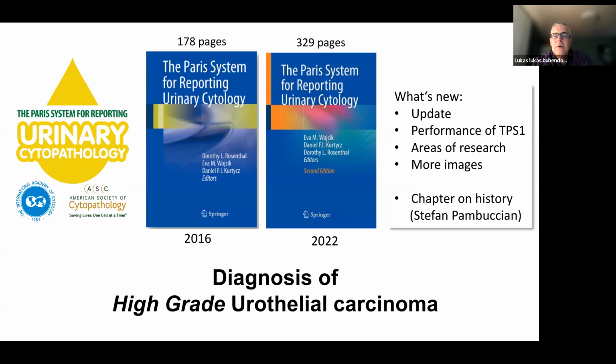There is evidence on how the TPS1 system, as it was defined, performed in clinical practice, how the data look out. They were introduced in this book. New areas of research were defined, and most importantly, many more images were included, to get the users better accustomed to the definitions. And there is a quite large chapter on the history of urinary cytology, probably the best ever written chapter on this particular topic, and it's really worth looking at. It has been written by Stefan Pambuchian. Unfortunately, he passed away while the book was going into production.